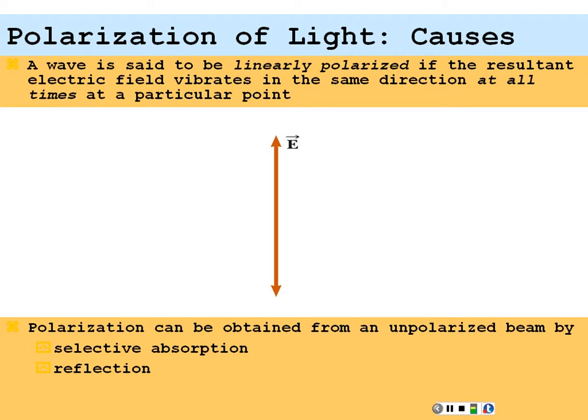Reflection. Upon reflection, the horizontal component is preferentially reflected as opposed to the vertical component, giving you polarized light. Double refraction. In particular crystals where you have different lattice structures in different directions, you could get differently polarized beams. Scattering. In scattering, the molecules preferentially absorb in one direction as opposed to another, giving you re-emitted light that is polarized.